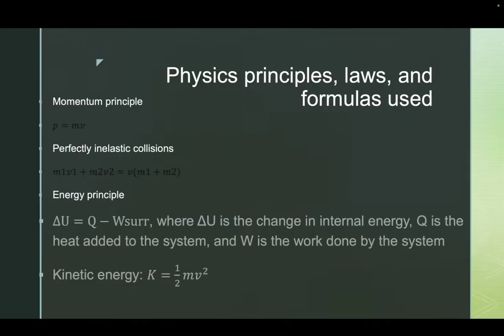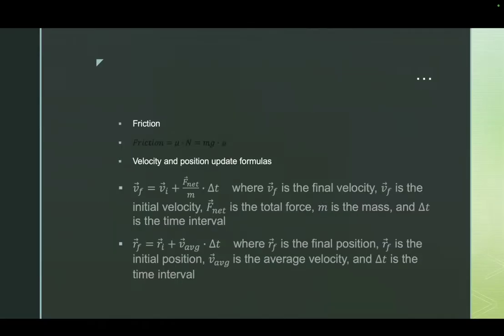Now, for physics principles, laws, and formulas used: the momentum principle, p equals mv. The perfectly inelastic collision equation, m1v1 plus m2v2 equals v times m1 plus m2. And the energy principle, where delta U is equal to Q minus the work done by the surroundings. So delta U is the change in internal energy, Q is the heat added to the system, and W is the work done by the system, and kinetic energy K is 1 over 2 mv squared.